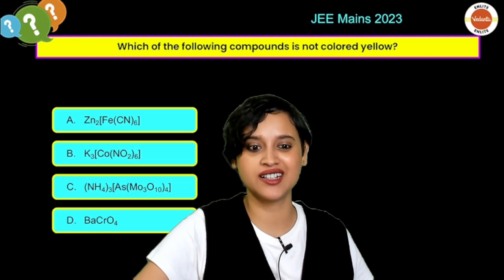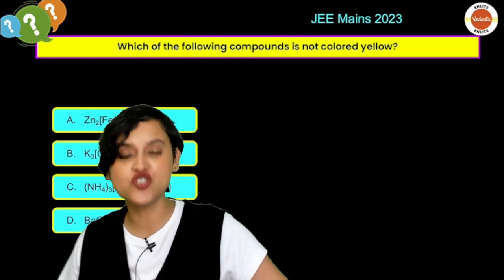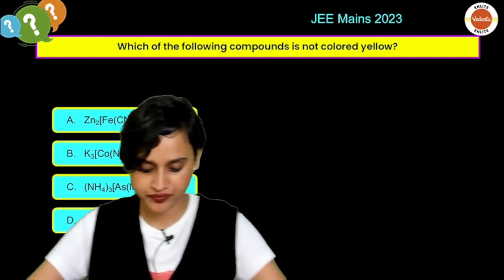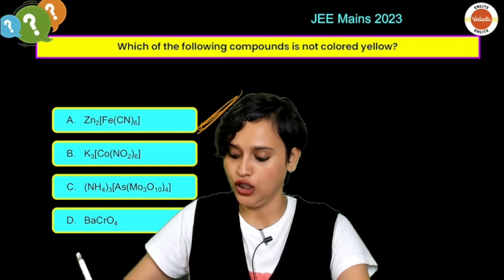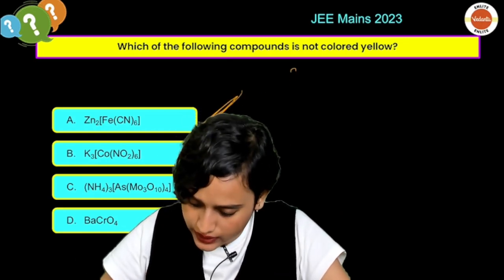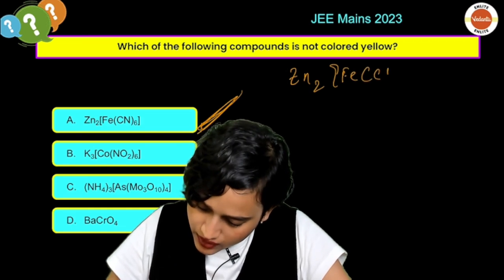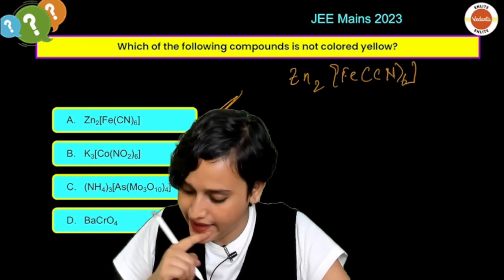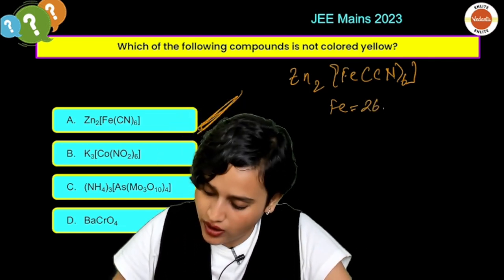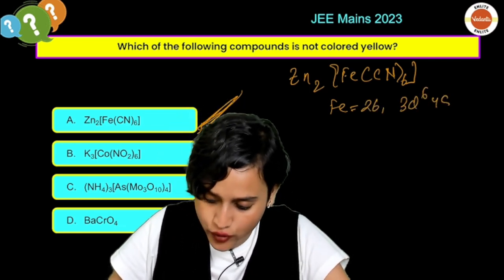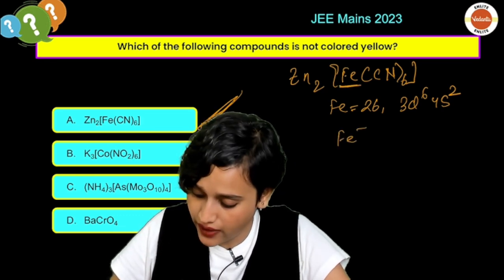Let's solve another question. Which of the following compounds is not colored yellow? Let's just write it here: Zn2[Fe(CN)6], right? Now, Fe has an atomic number of 26, so 3d6, 4s2. Obviously, we can see that Fe is in the plus 2 state.